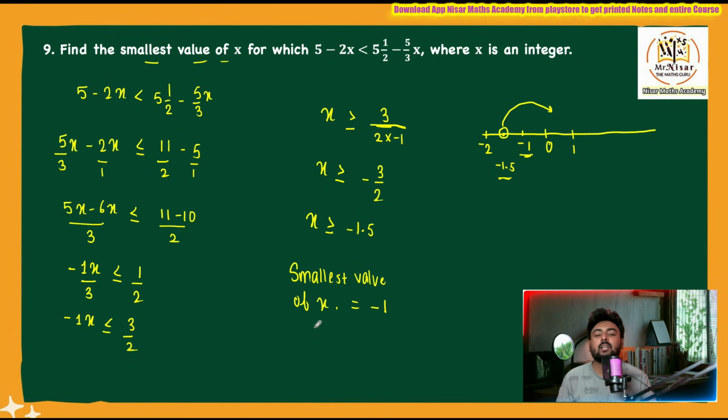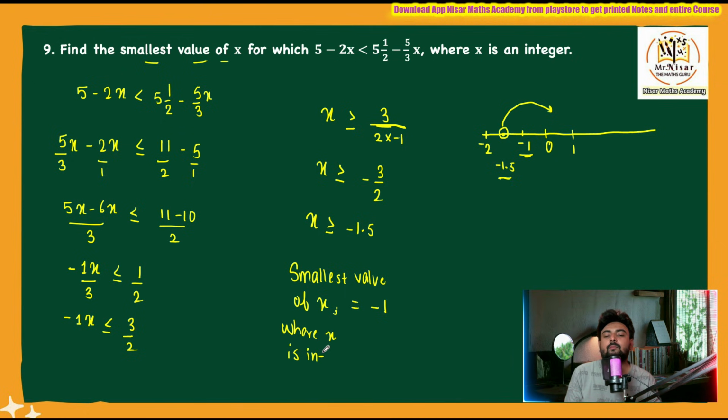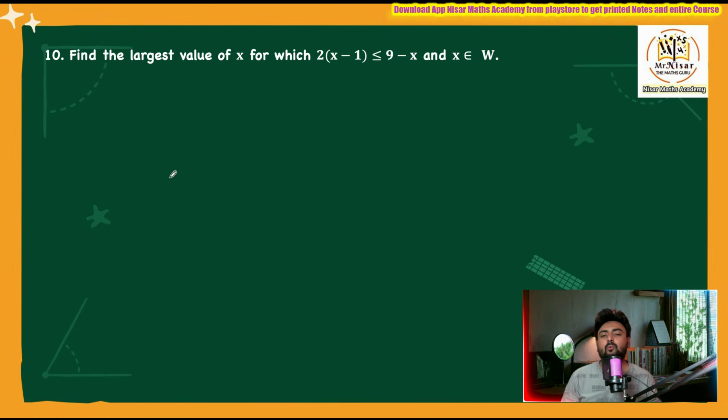I hope it's quite clear to you. Here you write smallest value of x where x is integer. Okay. Let's go ahead and solve the next question. I think this is the last question here.